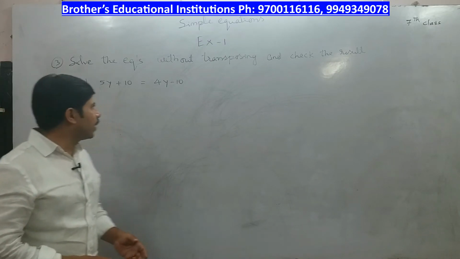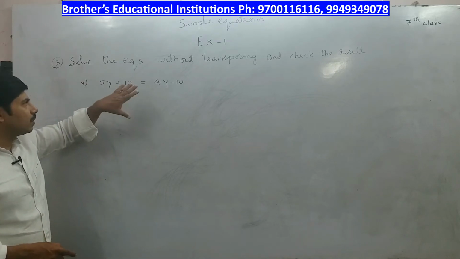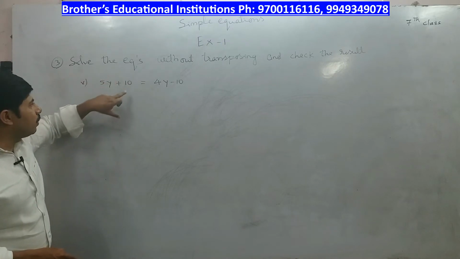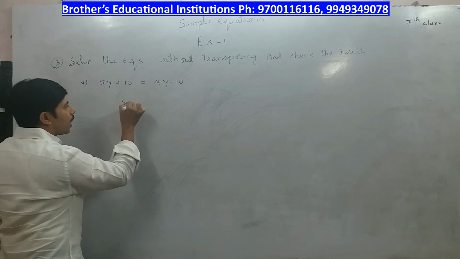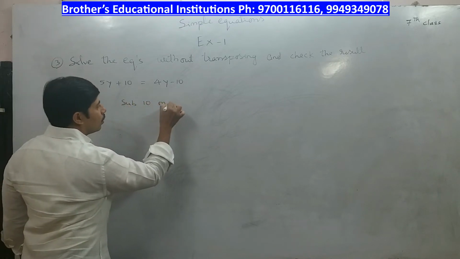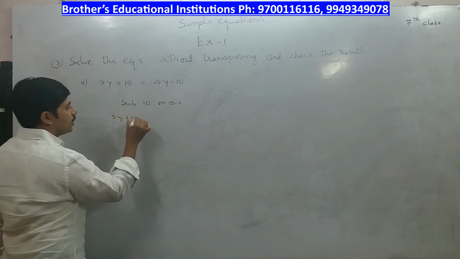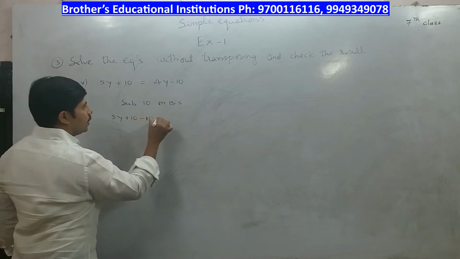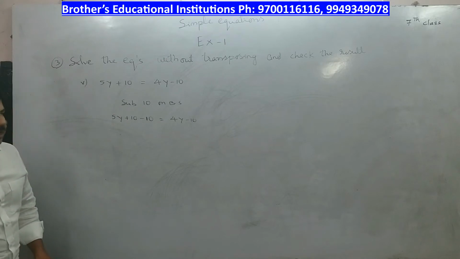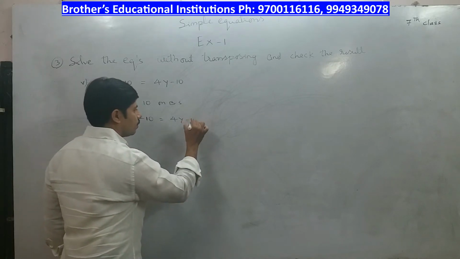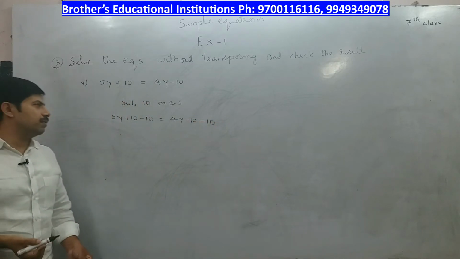So here we have to find out the variable y. In order to find the variable y, first we'll concentrate on LHS. We try to eliminate 10 first. So in order to eliminate 10, what we have to do? We need to subtract 10 on both sides. So that is 5y plus 10 minus 10 is equal to 4y minus 10 minus 10. We subtracted 10 on both sides.